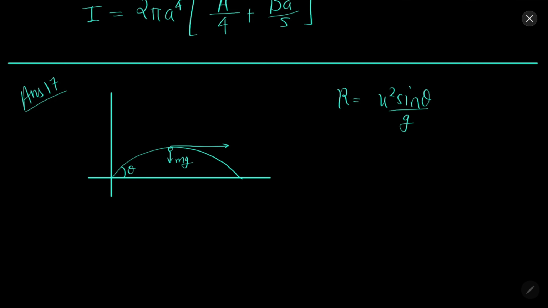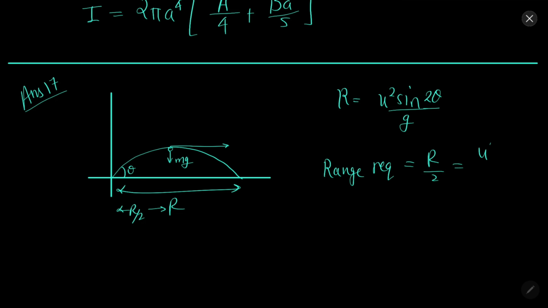And the force is at a perpendicular distance, so the total we want to find is only up till here, so it will be half of the range. This is the complete range, so we want to find up to here only, so it will be R by 2. So the range that we require will be R by 2, that is u square sine 2 theta over 2g. So this is the range that we need.